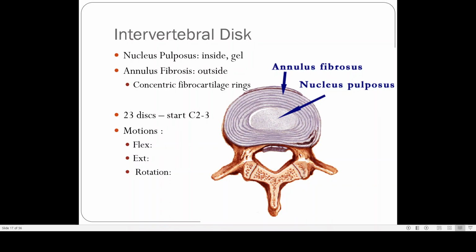As I'm sure you've talked about in probably thorax at least, we have the intervertebral discs that live between each level of the vertebrae in the spine. And so outside are concentric rings of fibrocartilage, increasing the stability, the annulus fibrosus. Inside is that jelly-like material, the nucleus pulposus. We see this starting between C2 and C3, and then running down to the last one between L5 and S1.